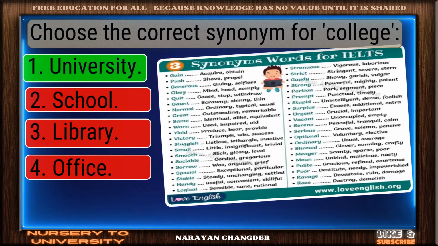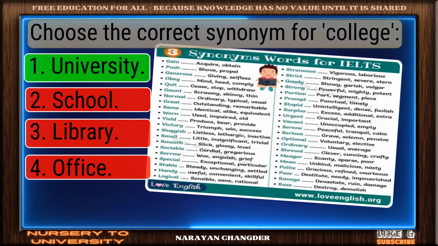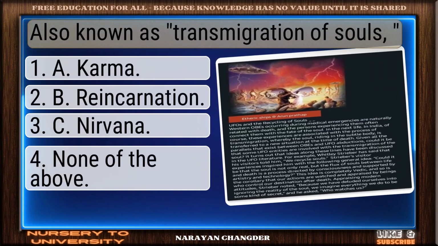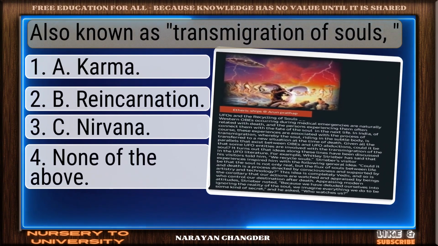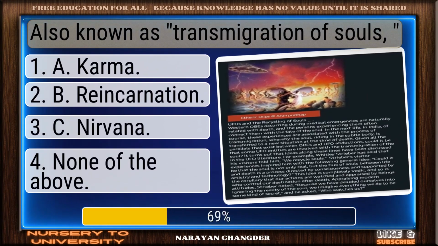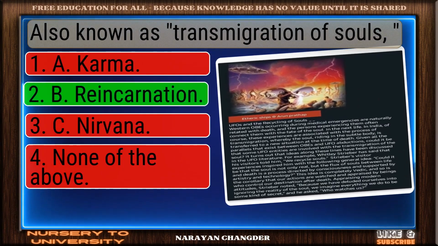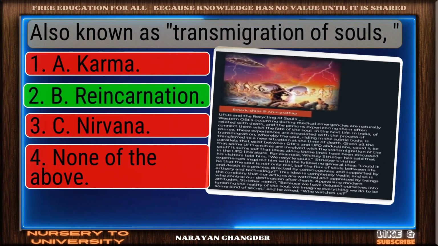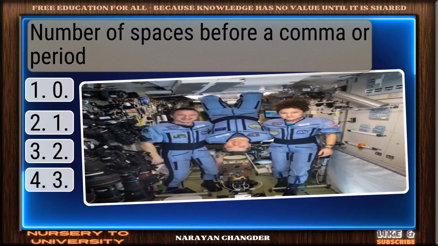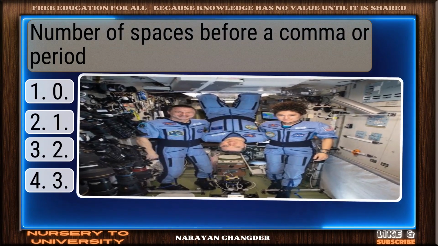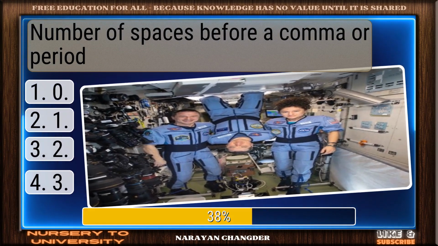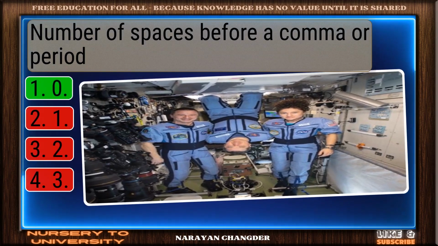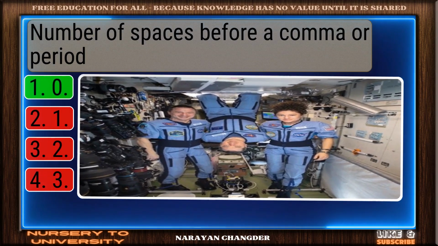Well picked. Reincarnation is the correct answer, also known as transmigration of souls. Good job. Your answer B, reincarnation, works well here. Number of spaces before a comma or period. Solid response. Zero is a valid choice.